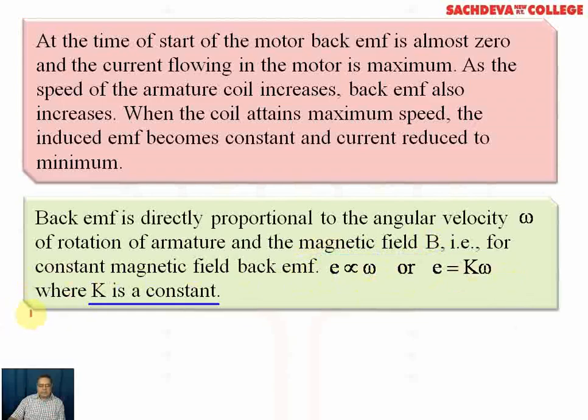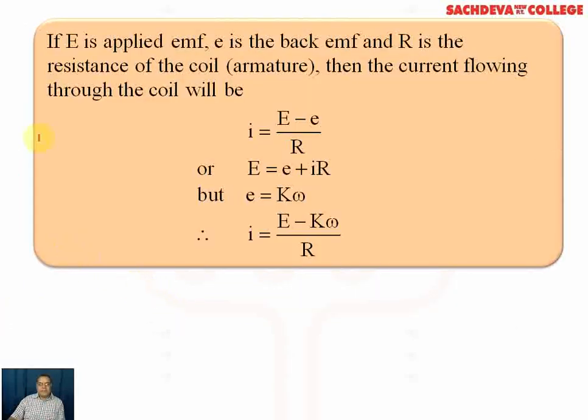K is constant. If capital E means applied EMF, small e means the back EMF, and R is the resistance of the coil, that is the armature coil, then the current flowing through the coil is calculated by simple Ohm's law. We take the difference of voltages, that is the applied voltage and the back EMF, E minus e, and divide by R. This gives the value of current produced in the system.